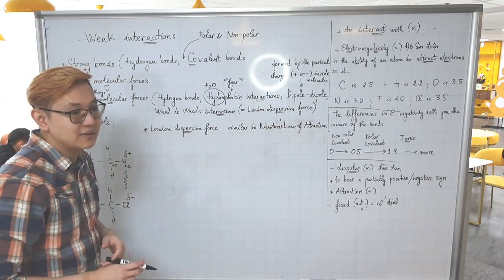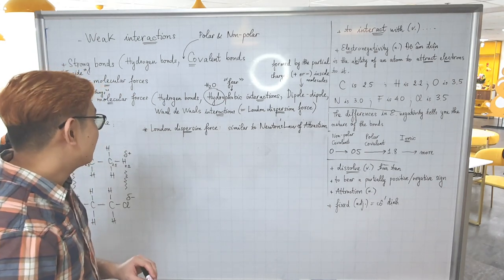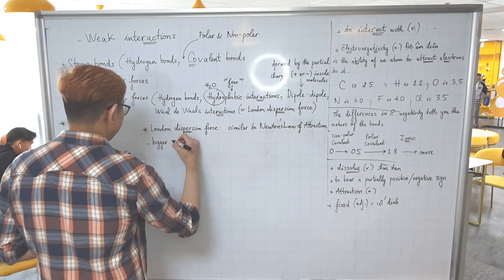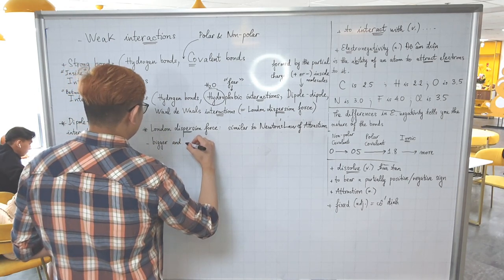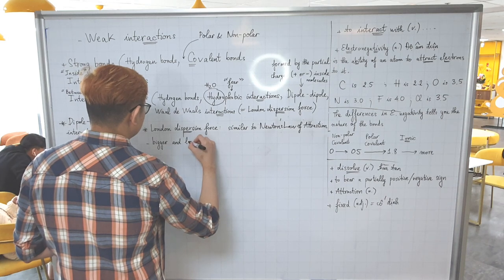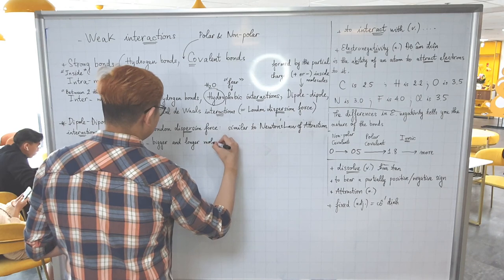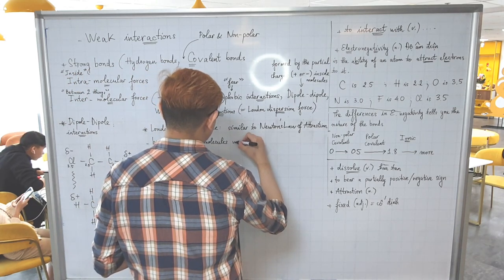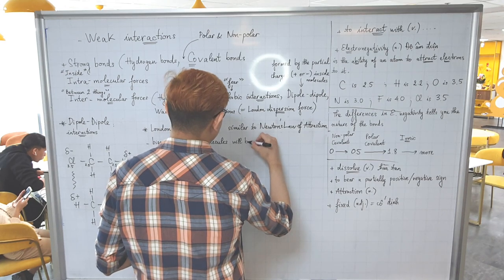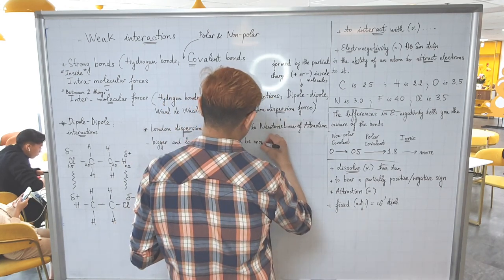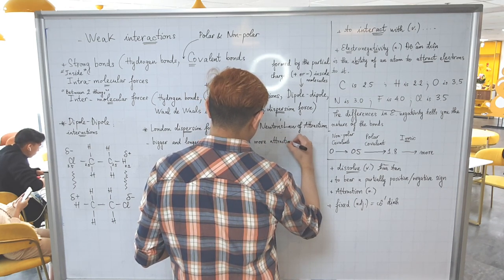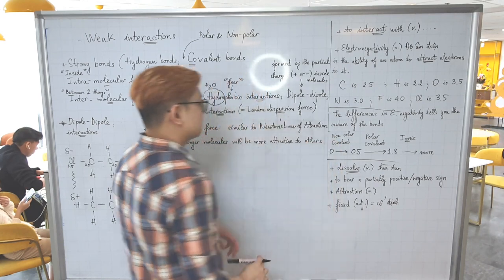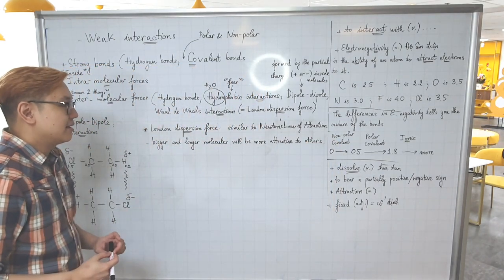So the same thing happens to London dispersion force. Một cái điều tương tự nó sẽ diễn ra đối với London dispersion force. So bigger and longer molecules, những phân tử càng to, càng dài, will be more attractive to other molecules, to others. Những phân tử càng bự càng dài nó sẽ càng hấp dẫn với cái khác.